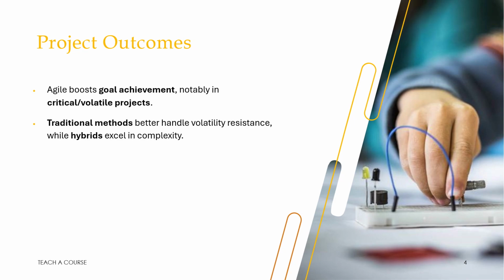For project outcomes, it explores fit between methodology, project context, and outcomes. Researcher studies of 163 projects show that Agile methodologies significantly enhance goal achievement, especially for critical projects, but their performance depends on requirement volatility and complexity. Agile outperforms traditional methods under high volatility, while hybrid performs best for complex projects.